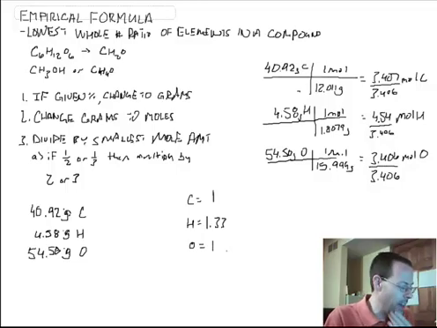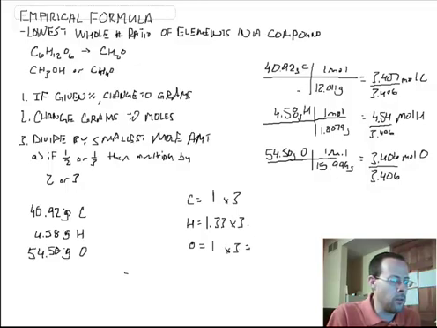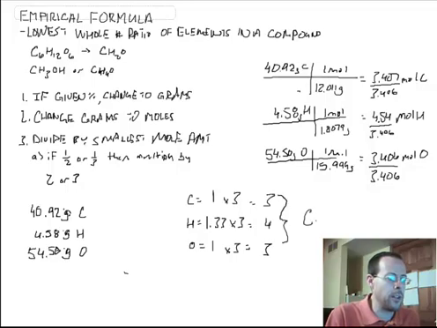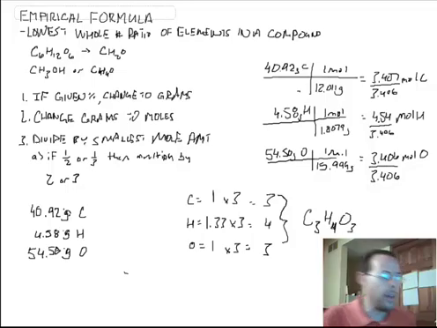So because we have approximately a third of something, we really want to multiply each of these things by 3, because we want the smallest whole number ratio. So if I multiply each of these by 3, we're going to end up getting 3 moles of carbon for every 4 moles of hydrogen for every 3 moles of oxygen. So what this becomes, formula-wise, is C3H4O3. Alright, and that is my empirical formula.